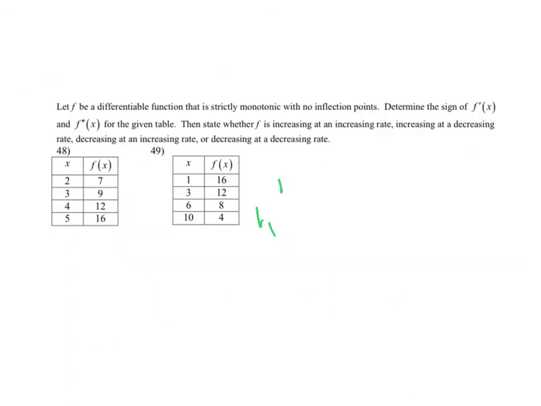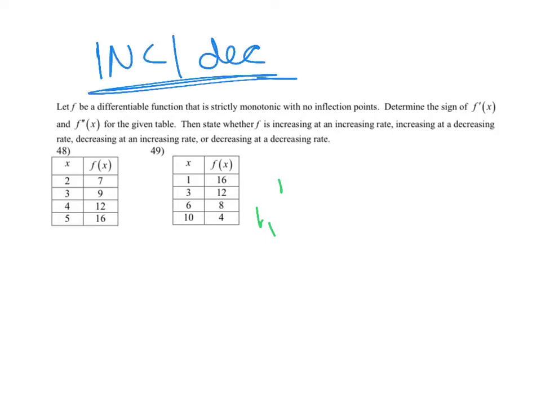Our next question is extremely common. We've seen it on almost every multiple choice test we've taken. State whether f is increasing at an increasing rate, increasing at a decreasing rate, decreasing at an increasing rate, or decreasing at a decreasing rate. And it's very simple to find. Again, if you want to know if something's increasing or decreasing, those key words should be telling you to take the derivative. So I'm going to find the derivative in between each of these.